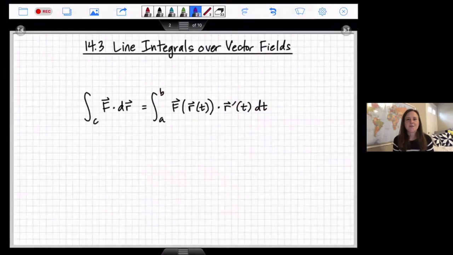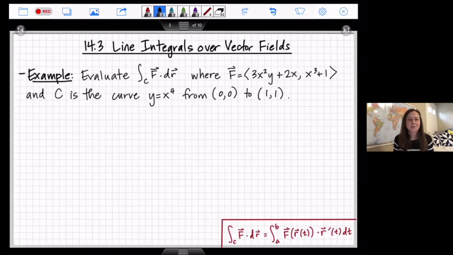All right, here's how we're going to calculate our line integrals over vector fields. We're going to have this vector field and we'll have a curve. So we have to parameterize the curve. So this r of t that we're talking about is that parameterization of the curve C. And then we're going to take that parameterization and plug it into our vector field F. And then we're going to dot that. So this is not multiplication. These are going to be vectors. So we're going to dot that with the derivative of the parameterization function.